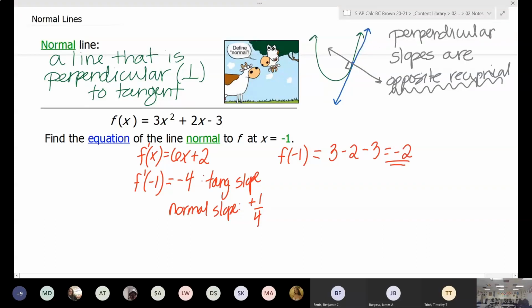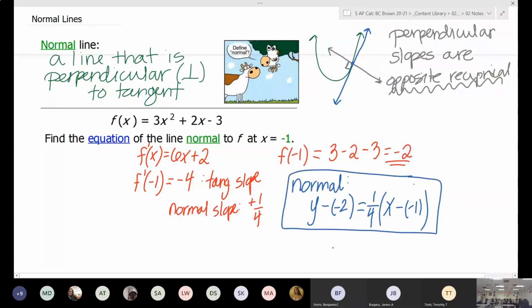So finding the equation of the normal line, I have y minus the y coordinate, which is equal to the normal slope times x minus the x coordinate. And again, if you don't like all those double negatives, then of course you could simplify it further by distributing the 1/4 across, but there's really no need to.